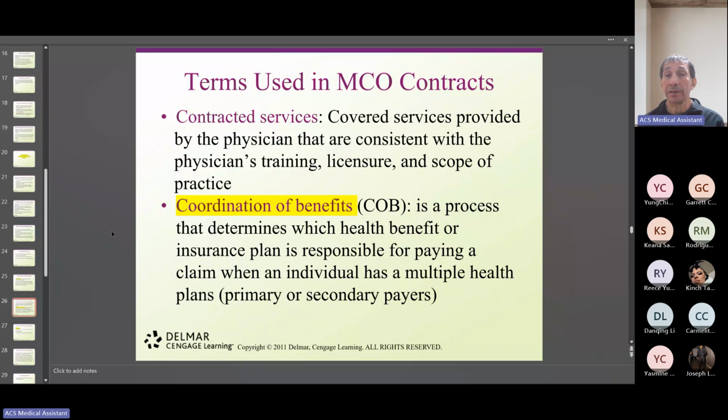This is a question for the exam. For that reason, I'm trying to explain it to you so you can understand it better. It's very important that we understand coordination of benefits, and don't mix it up with other terms that we're going to find later on that are very similar, but not the same. So that's basically what it is.